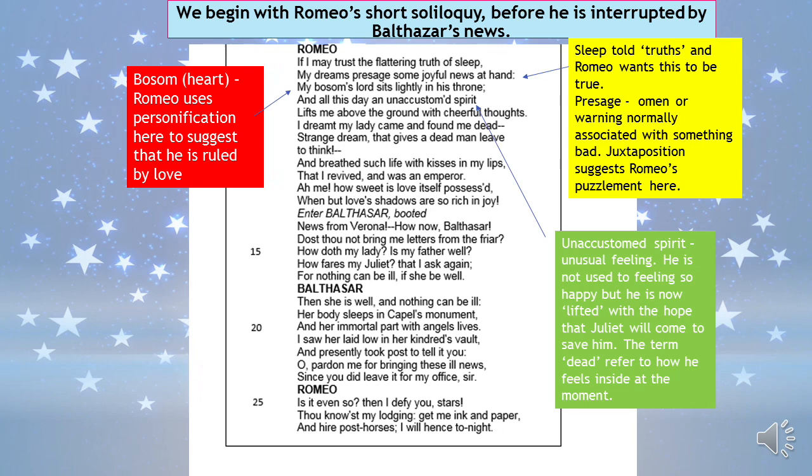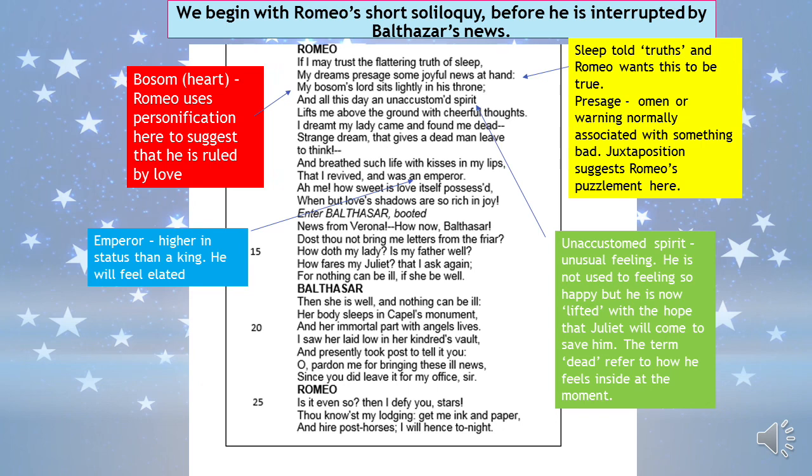And the idea as well here is that the term dead could also refer to the fact that that's how he feels inside at the moment. It gives a dead man leave to think. And even though he's talking about this idea that he dies in the dream, I think the idea that he feels dead inside at the moment as well, because he's just waiting for Juliet to come.